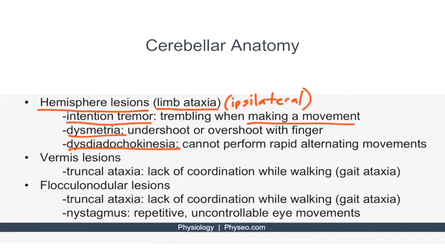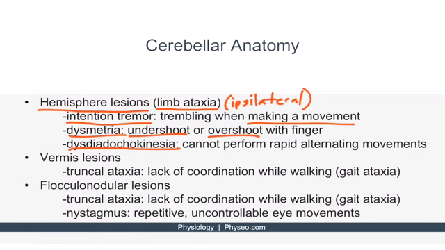So if the patient damages the right cerebellar hemisphere, then the right arm or right leg will demonstrate trembling when that patient is trying to move those limbs. Now, dysmetria is undershooting or overshooting with a finger. This can be tested when a clinician asks a patient to touch his or her finger with the patient's own finger. Sometimes they'll overshoot it or undershoot it, and this is called dysmetria.